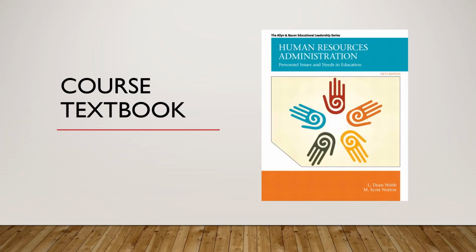For our particular course, we will be using this textbook by Webb and Norton, the 6th edition of Human Resources Administration, Personnel Issues and Needs in Education. And once you get your textbook, all you have to do is turn to the content pages, and you will see there in the content pages that the book is divided up into chapters based on those HR functions.